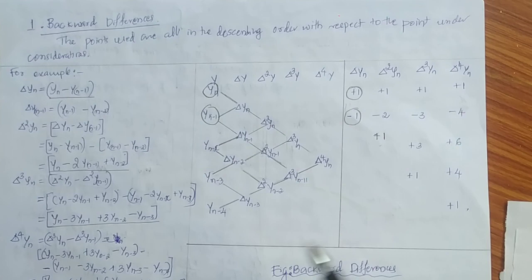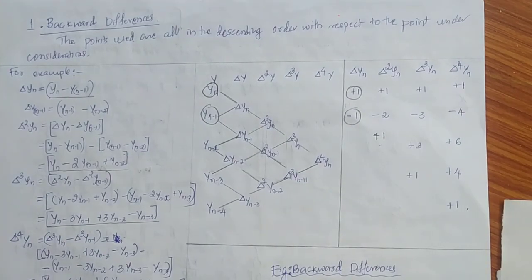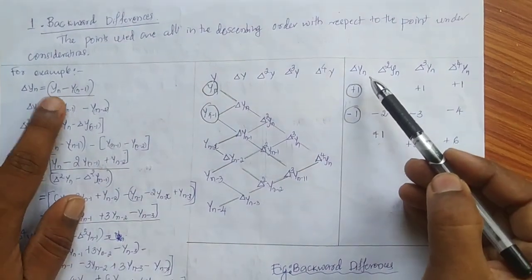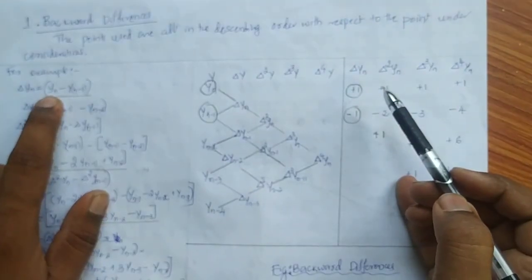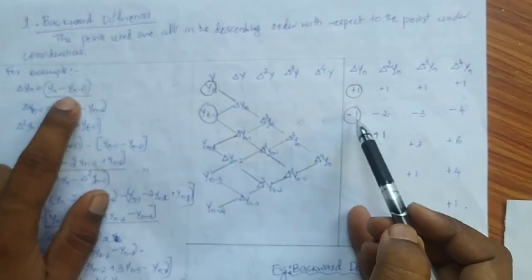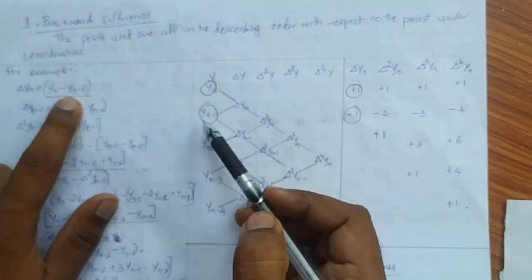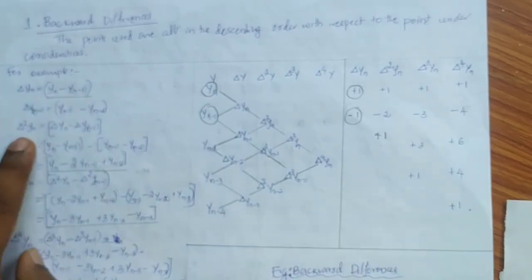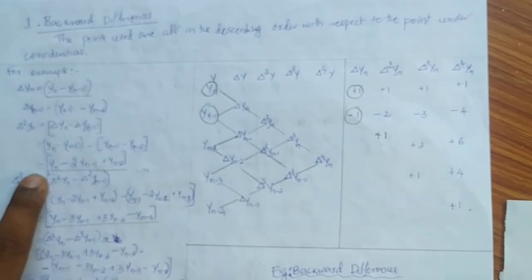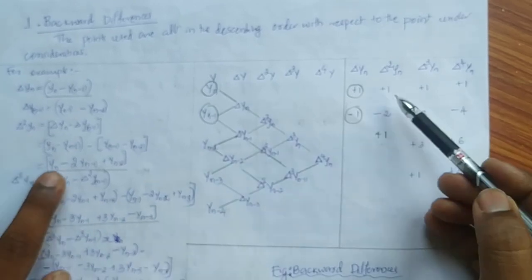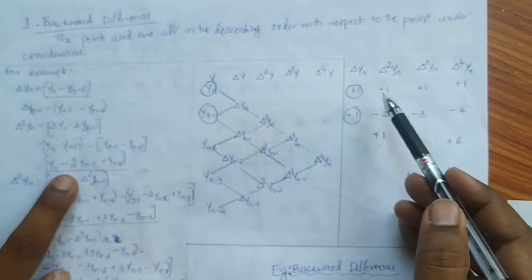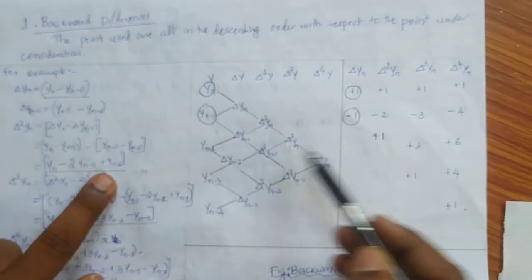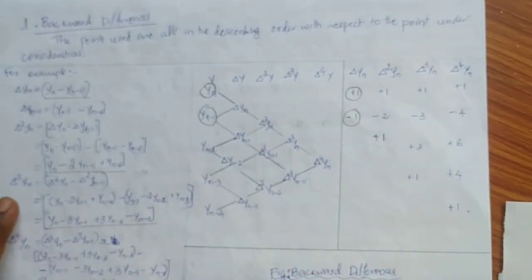Now you can write very easily. I can show you how easily you can write the delta yn value. You can see here, delta yn is nothing but yn minus yn minus 1, because this is 1, minus 1 into yn minus 1. Next, if you want to write the second order difference, that's nothing but yn minus 2yn minus 1, you can see here. Next, plus yn minus 2.